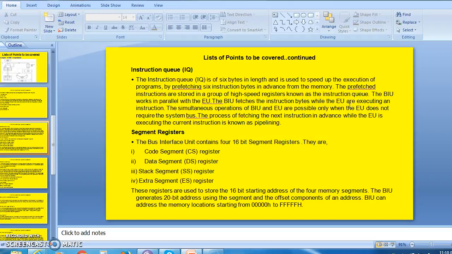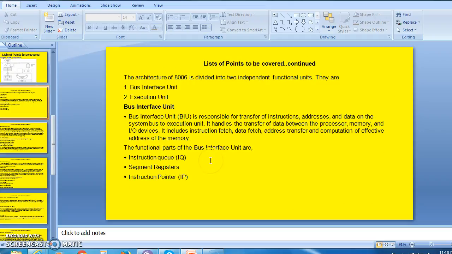The bus interface unit works in parallel with the execution unit. The bus interface unit is responsible for fetching the instruction bytes while the execution unit will execute the instructions. This parallel processing is called pipelining.